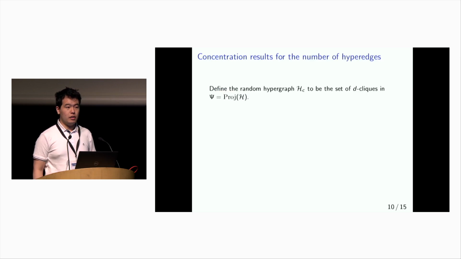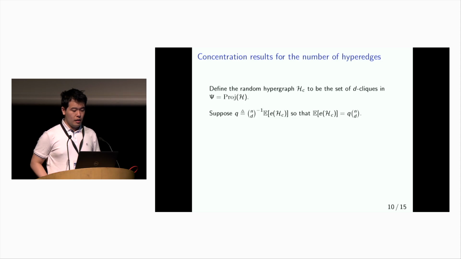So for the next step, I need to define a new hypergraph, which is HC. This is the set of D-cliques in the projection psi. It's defined by the number q, so that the expected number of hyperedges in HC is equal to q times n choose d.